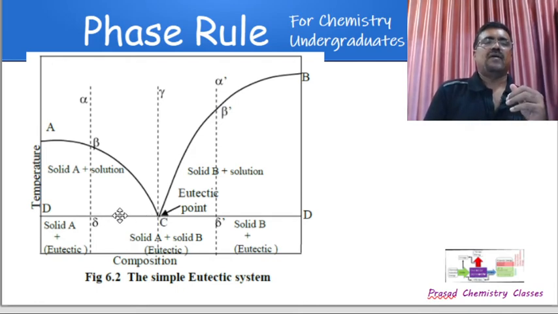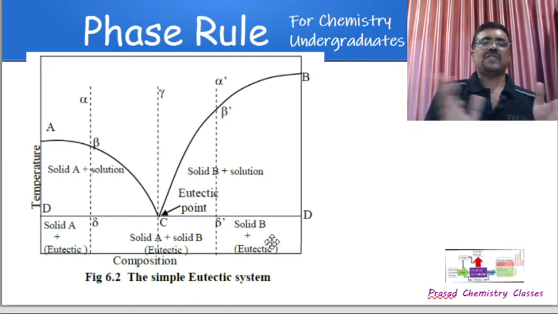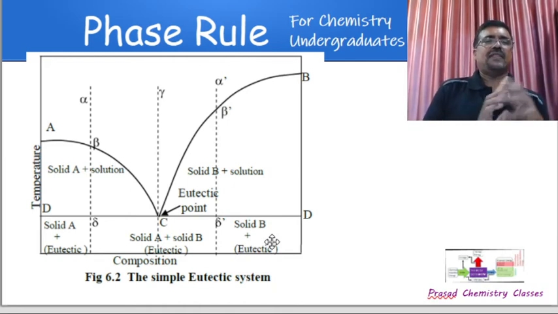Below this horizontal line, we will have solid phase only. Here we have solid A plus eutectic. Here we have eutectic at this point. Here we have solid B plus eutectic. That is solid A plus solid B, in that ratio. Okay, that is it. This is a simple eutectic system.